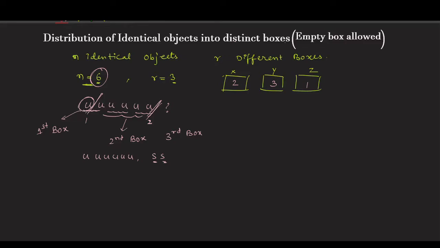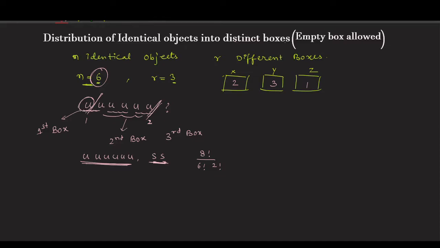Now let's see one arrangement of these 6 identical U's and 2 S's. How many ways can you arrange them? Totally we have 8 objects here, so it can be arranged in how many ways? 8 factorial, divided by 6 factorial since 6 U's are there, and 2 factorial since 2 S's are there. So the number of ways you can arrange these 6 U letters and 2 S letters in a row is 8 factorial by 6 factorial by 2 factorial.